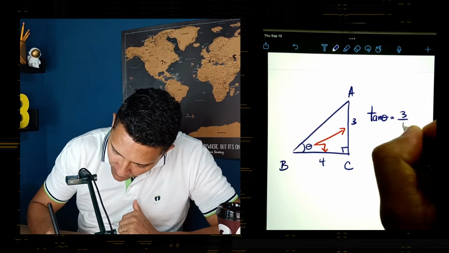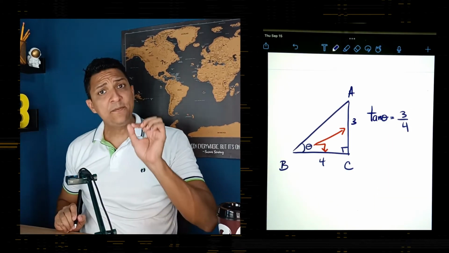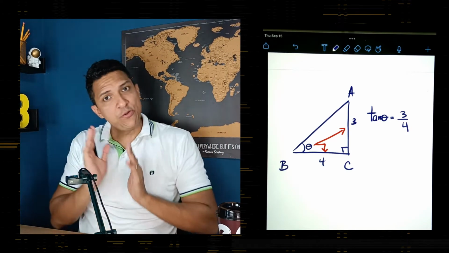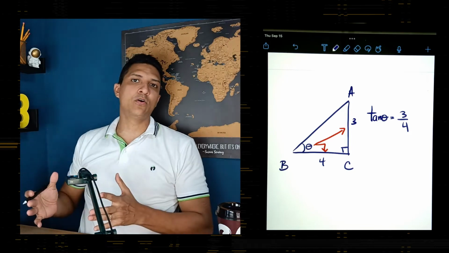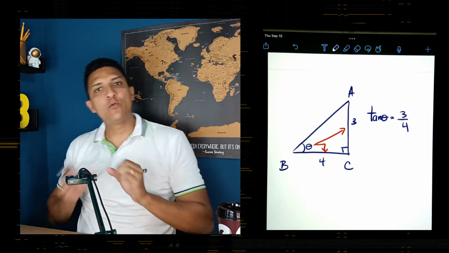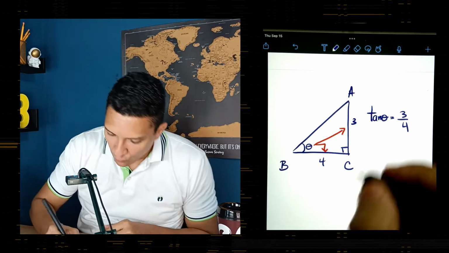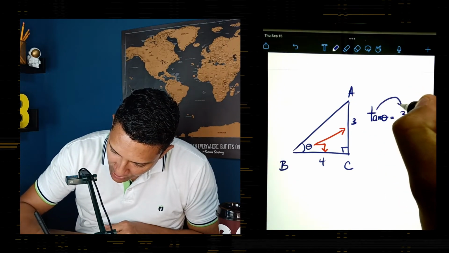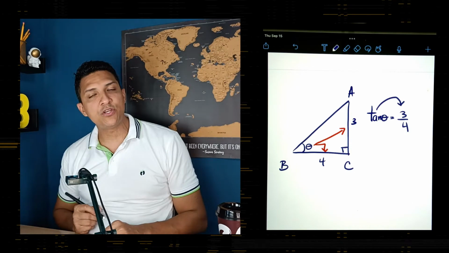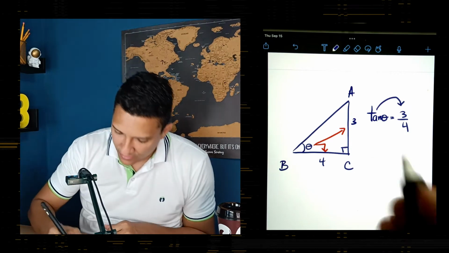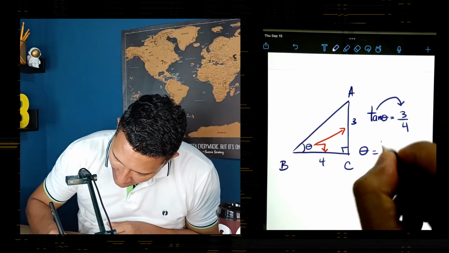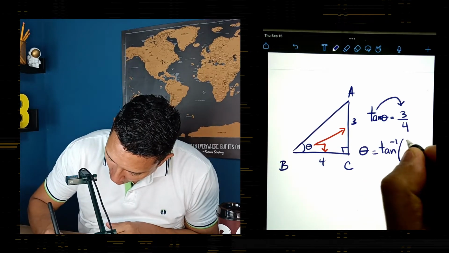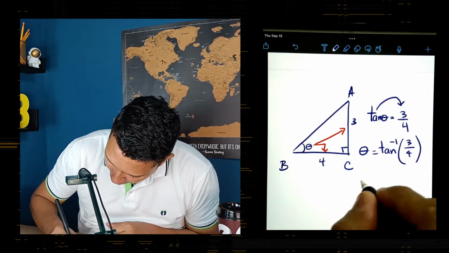equals 3 over 4. And this is a key part that we didn't do in the last video: we need to leave the angle isolated and we need to pass the trigonometric ratio. What you need to know is that every time you pass the trigonometric ratio to the other side of the equation, it passes as the inverse. So the angle is going to be inverse tangent of 3 over 4.